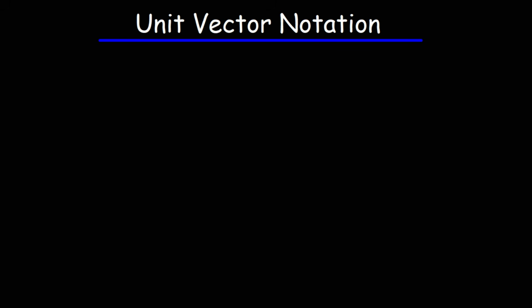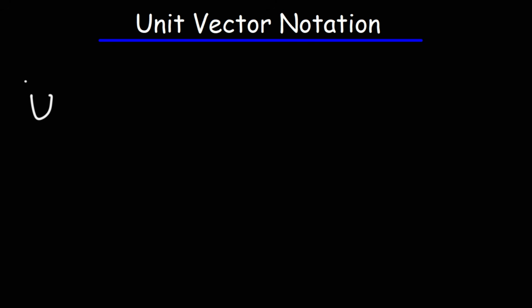In this video, we're going to talk about vector notation and also the standard unit vectors i, j, and k. You might be wondering, what is a unit vector? A unit vector is a vector that has a magnitude of 1 and its purpose is to give direction to another vector.